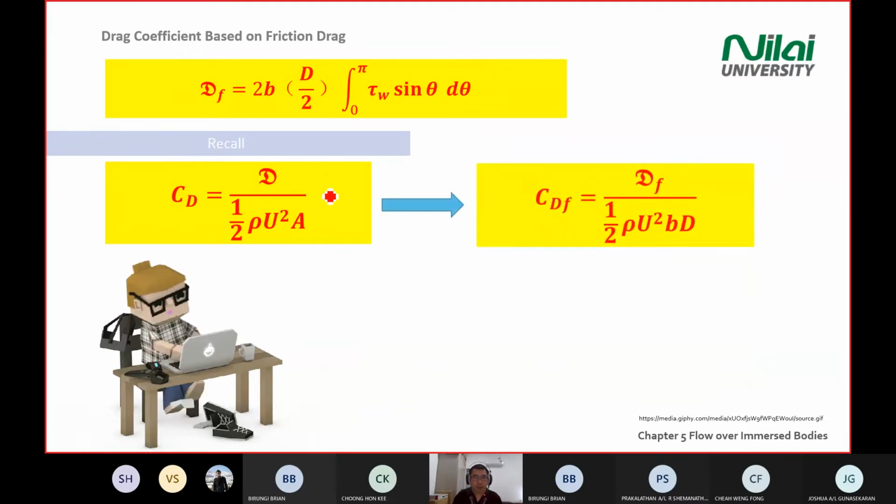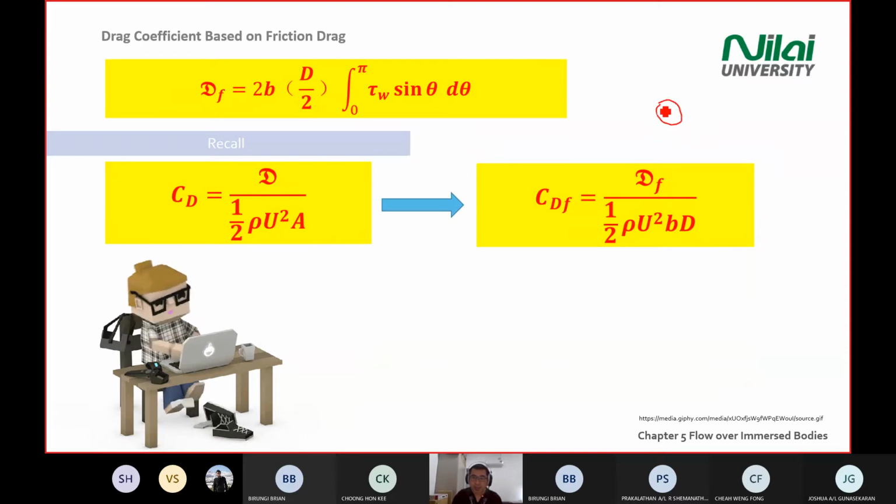You transform this general equation into the specific friction drag coefficient. The other terms stay the same, only you change the A. Here we have B times D, which gives you the A. Why do we get BD here?